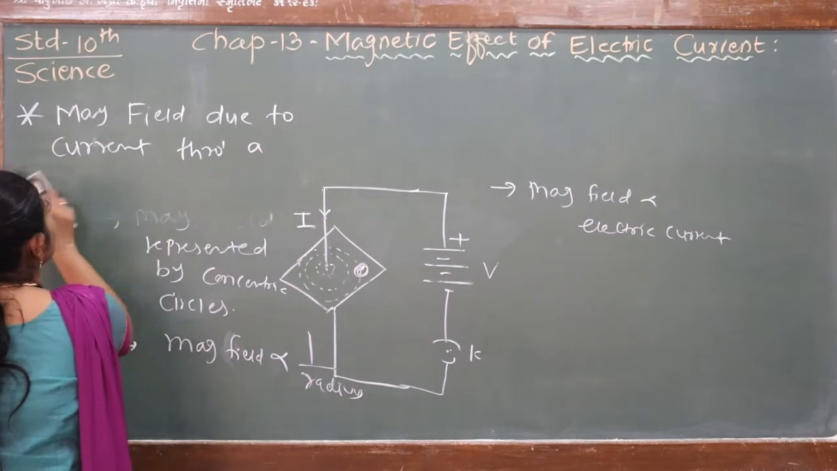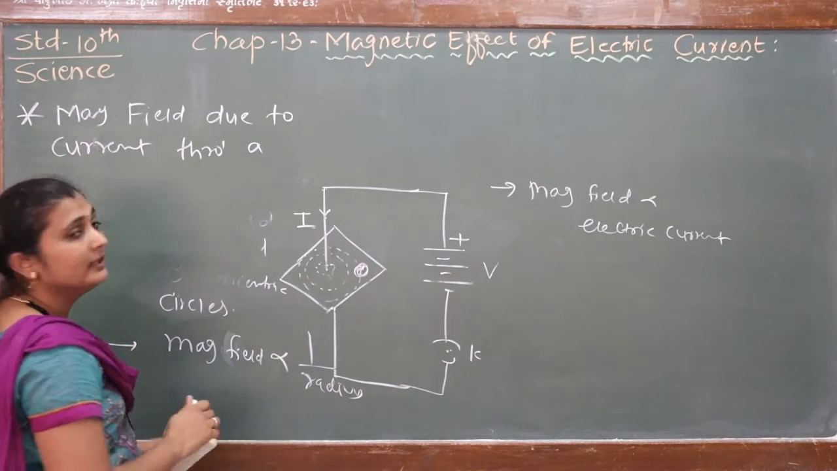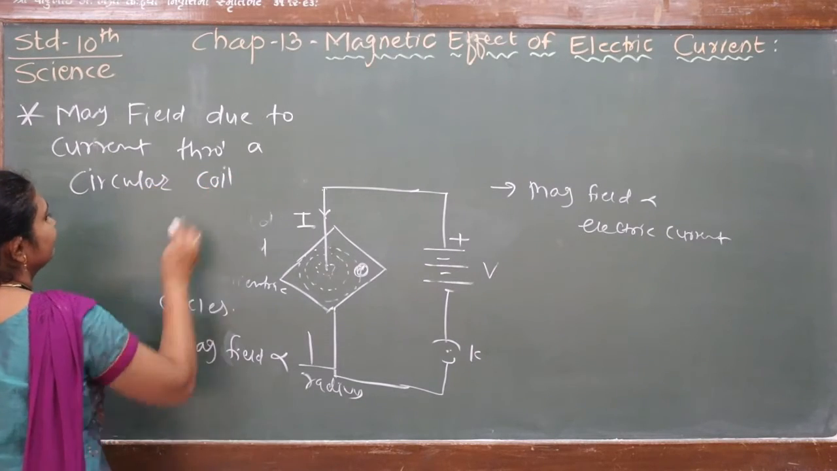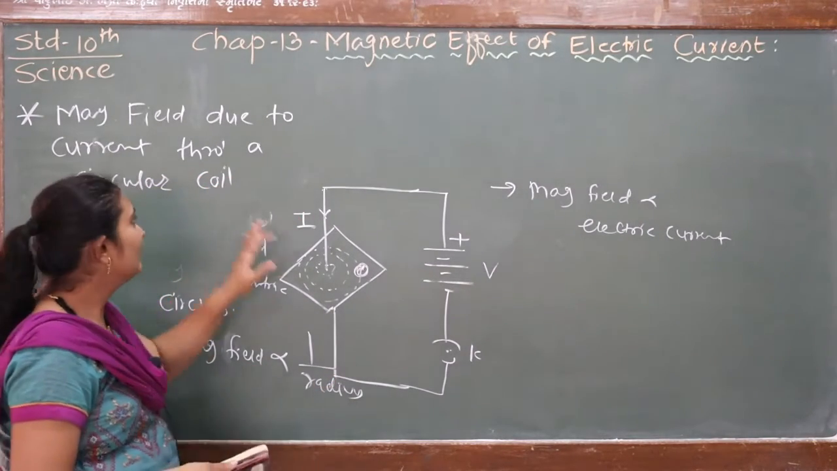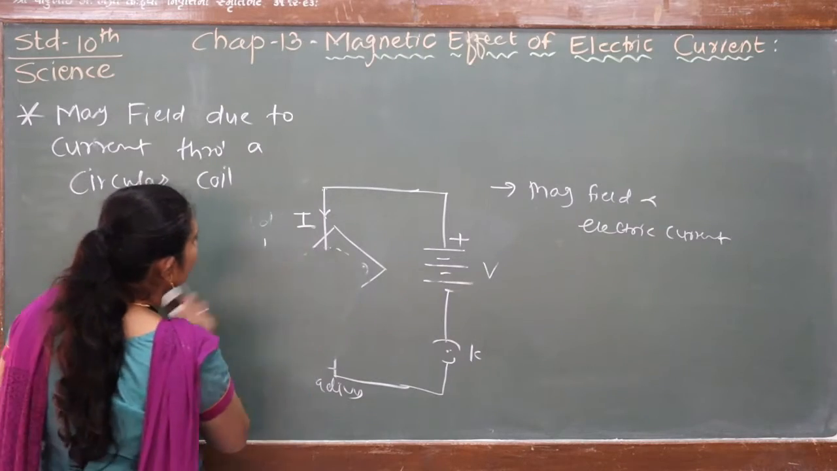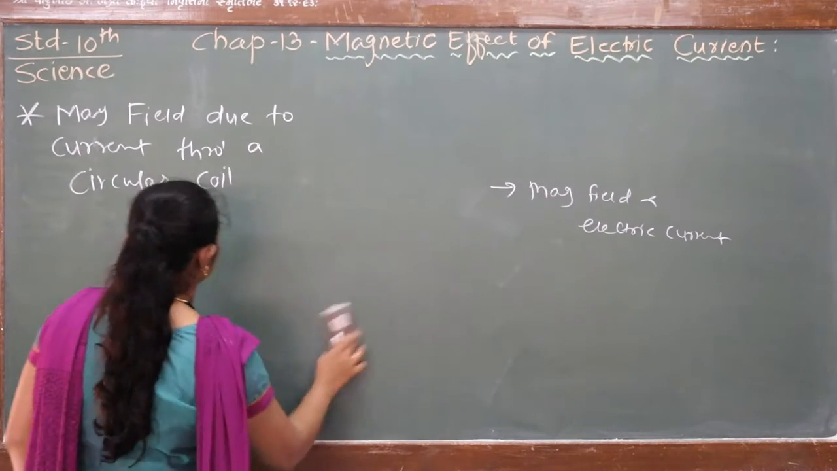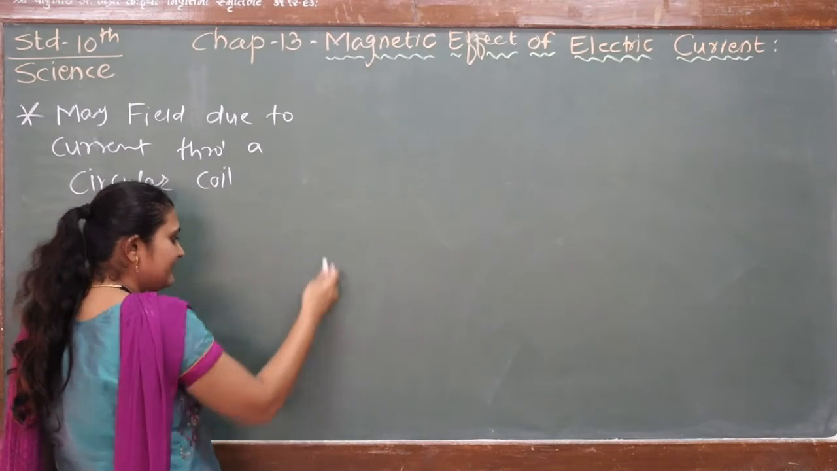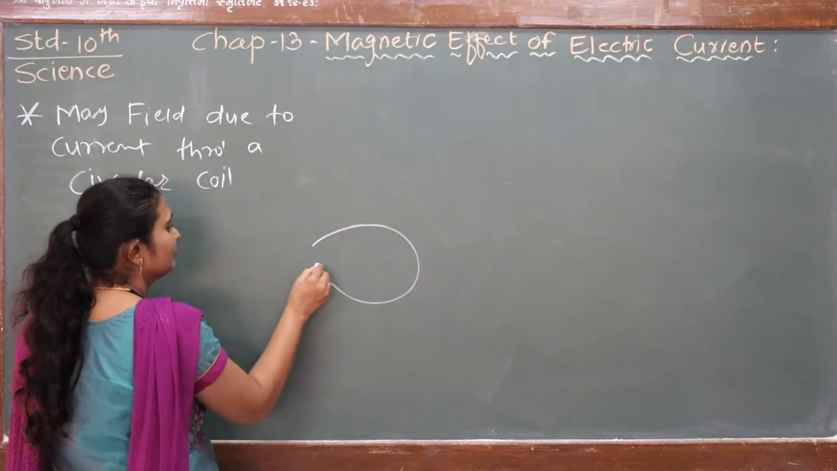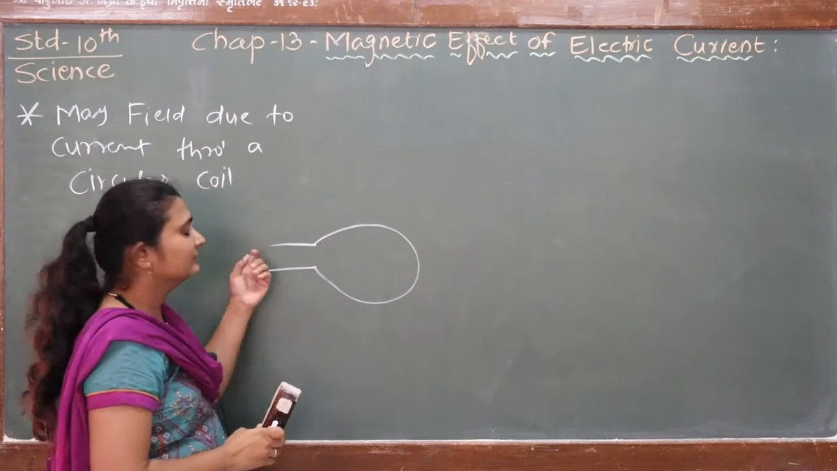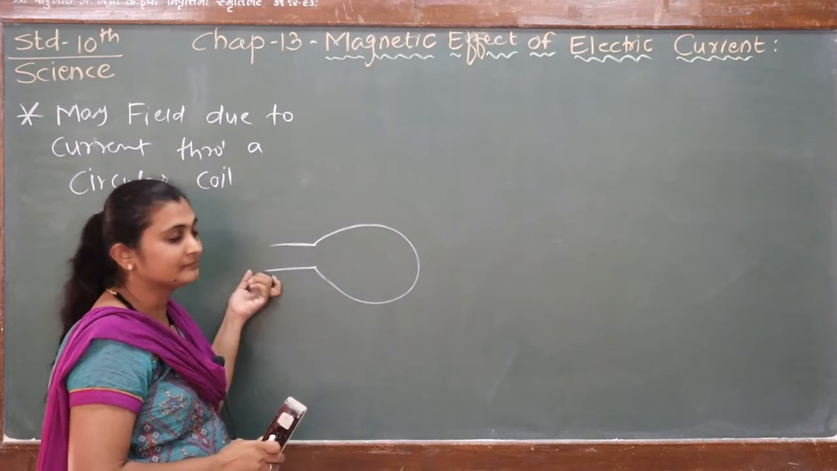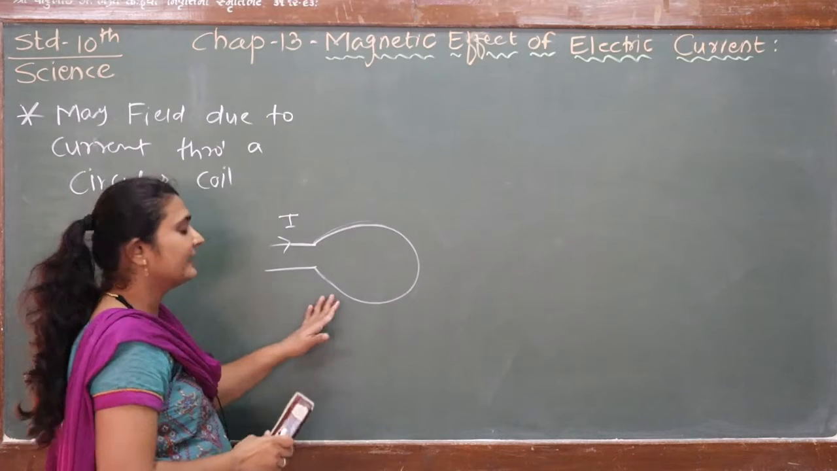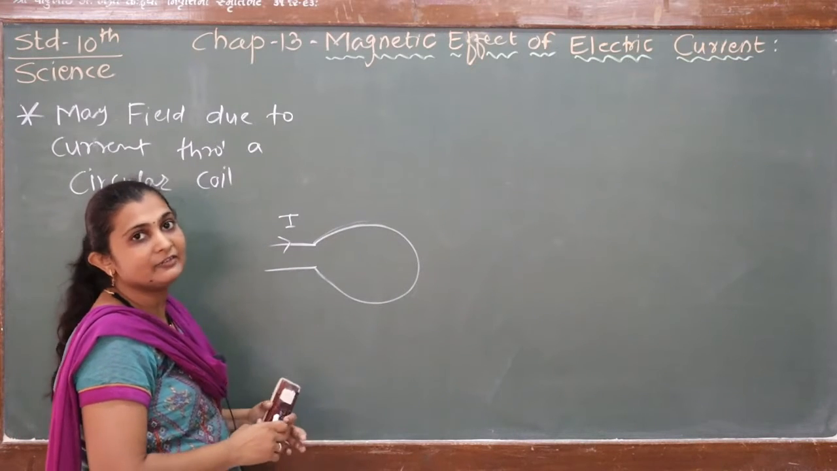Now next topic, magnetic field due to current through a circular coil. Now this is a straight conductor. Now we have to see what happens with a circular coil. Give the shape of this straight conductor in a circular form, and here join a battery and key. Correct? Now what happens when current is flowing through this circular coil? Magnetic field is created. Now what is the direction and how is the magnetic field created?